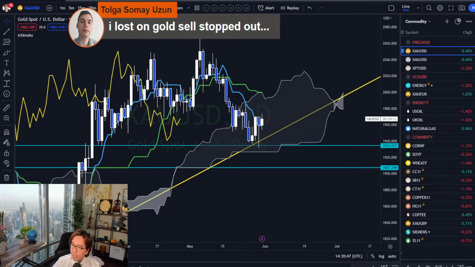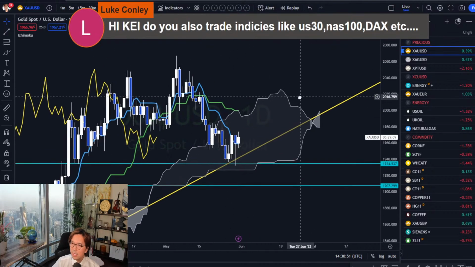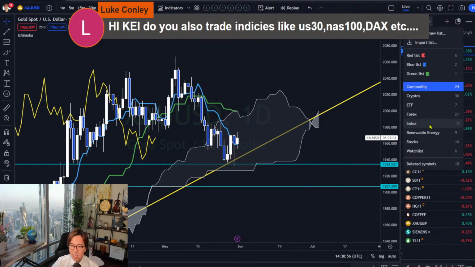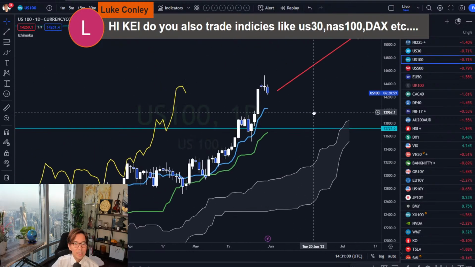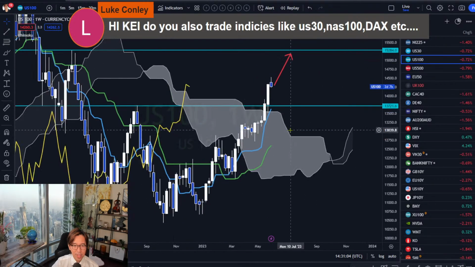Okay, and let's look at an index. Let's take Nasdaq as an example, because Nasdaq has been strongly bullish now. So here is a weekly on Nasdaq. After the breakout of the Kumo and the resistance level, this market has been bullish. So I think eventually the market will reach 15,284, the previous resistance level.